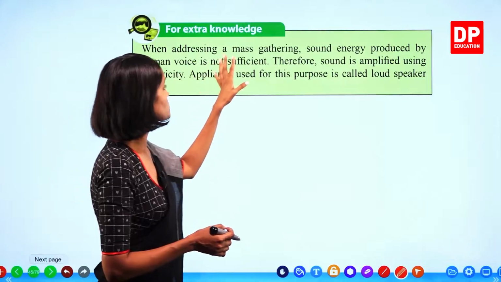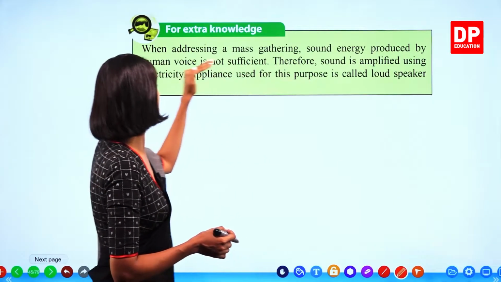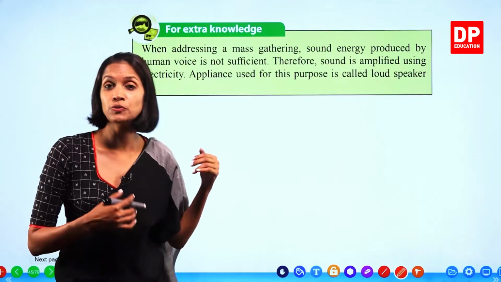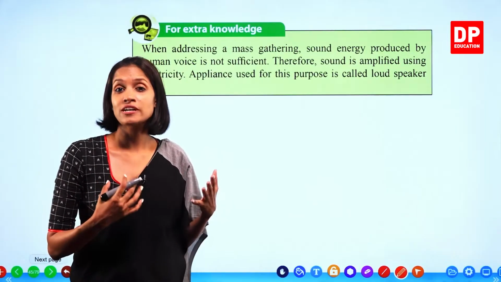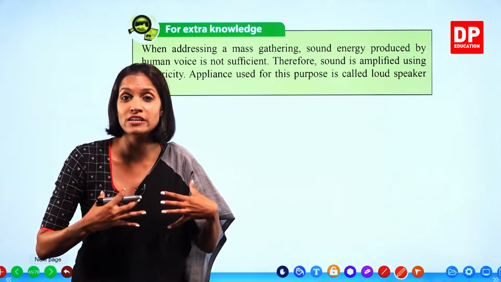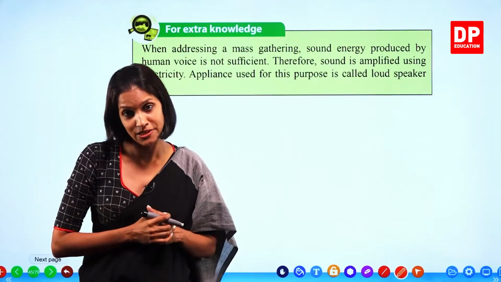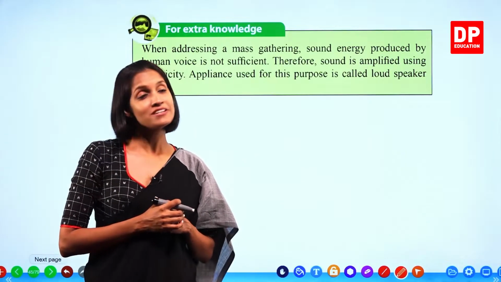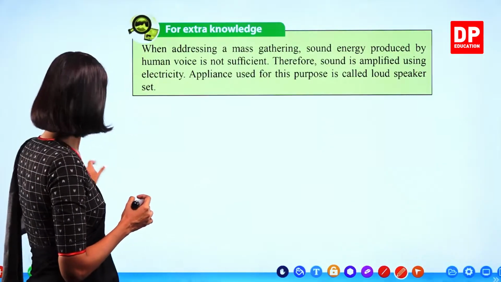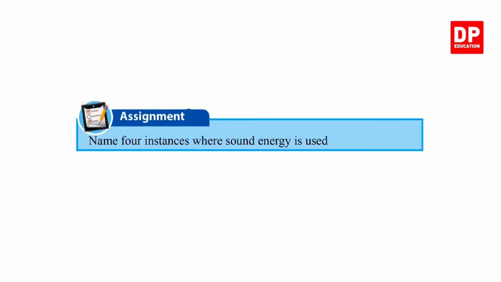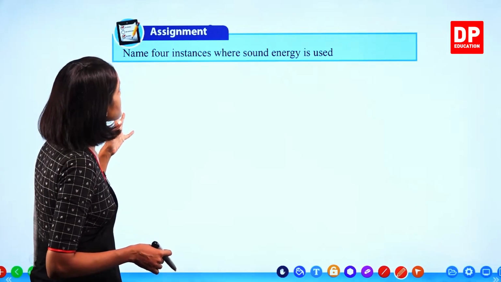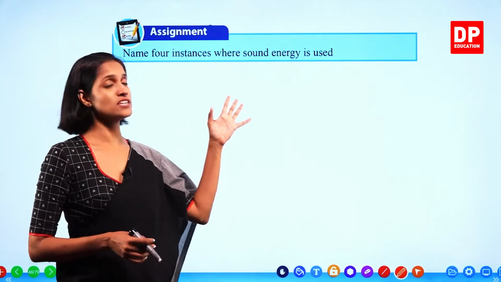The appliance used for this purpose is called a loudspeaker set. So when we use the loudspeaker, what happens, children? Our sound energy is increased many times by electricity. Right, children? We will move on to the next. Right. So we have another assignment to do. Let's read this. Name 4 instances where sound energy is used.